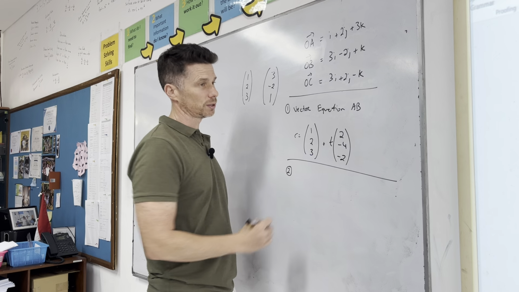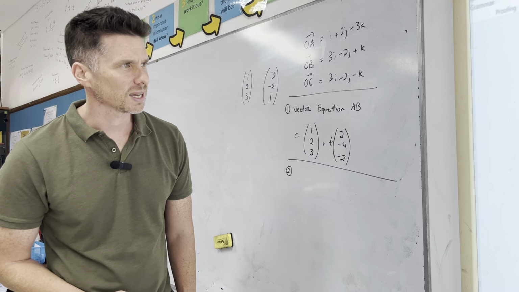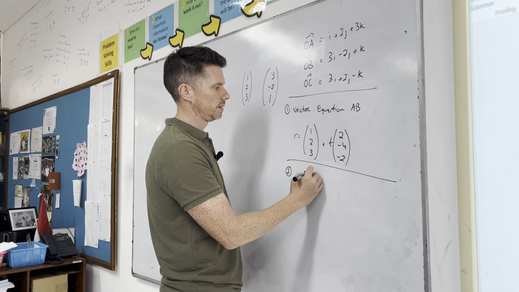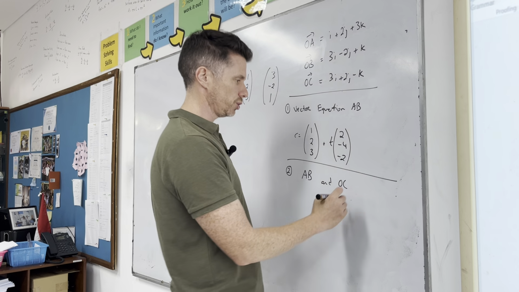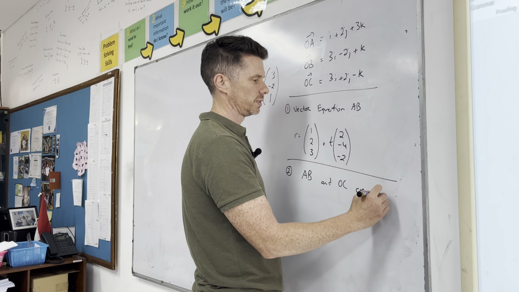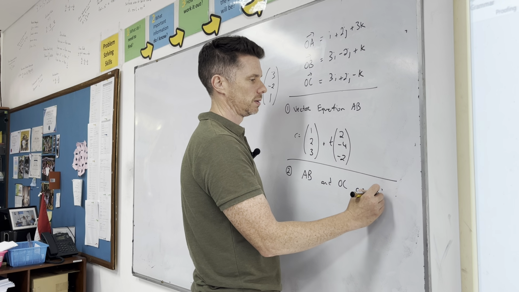Part B then, or part 2. Determine whether lines AB and OC are parallel, skew, or intersecting. And they're definitely not parallel.